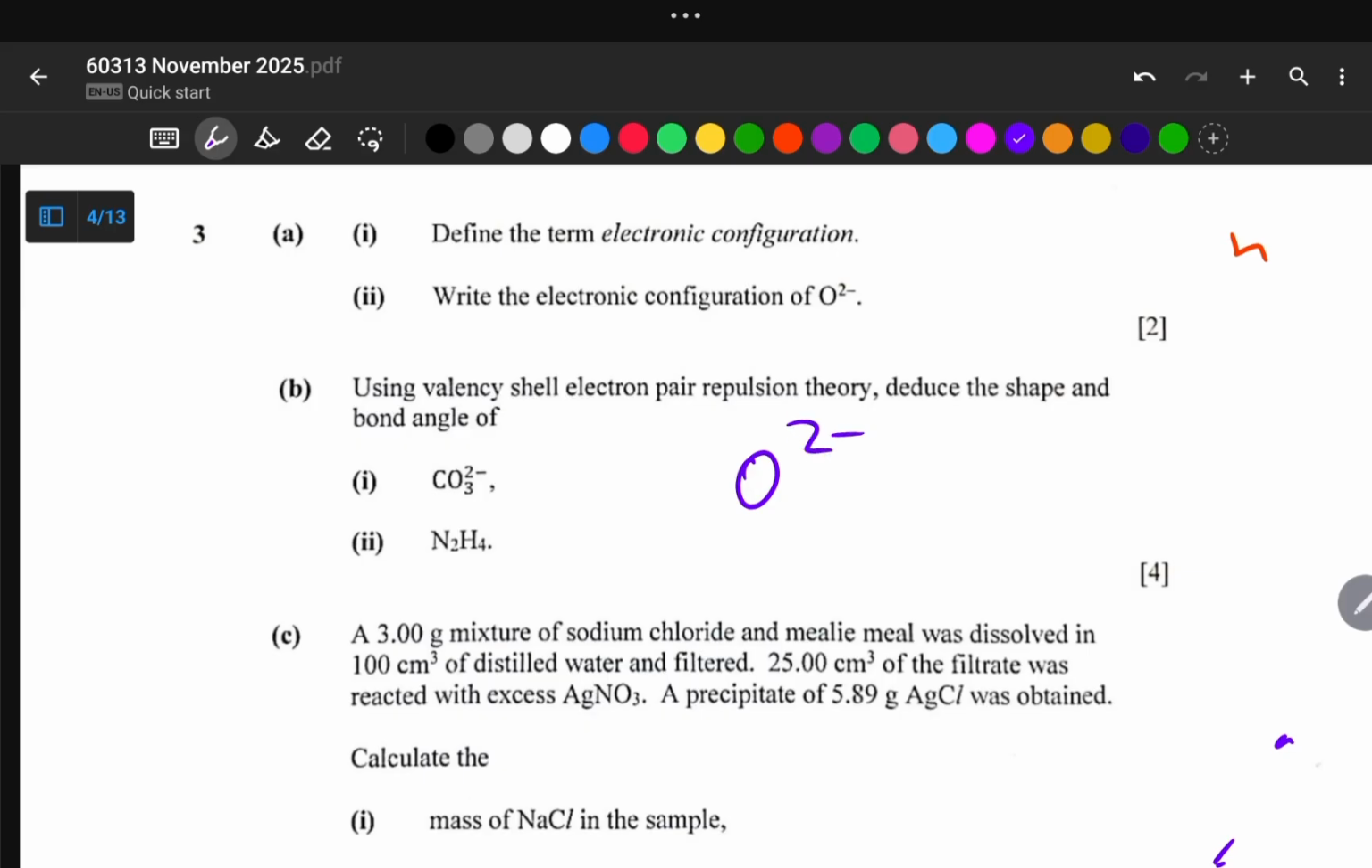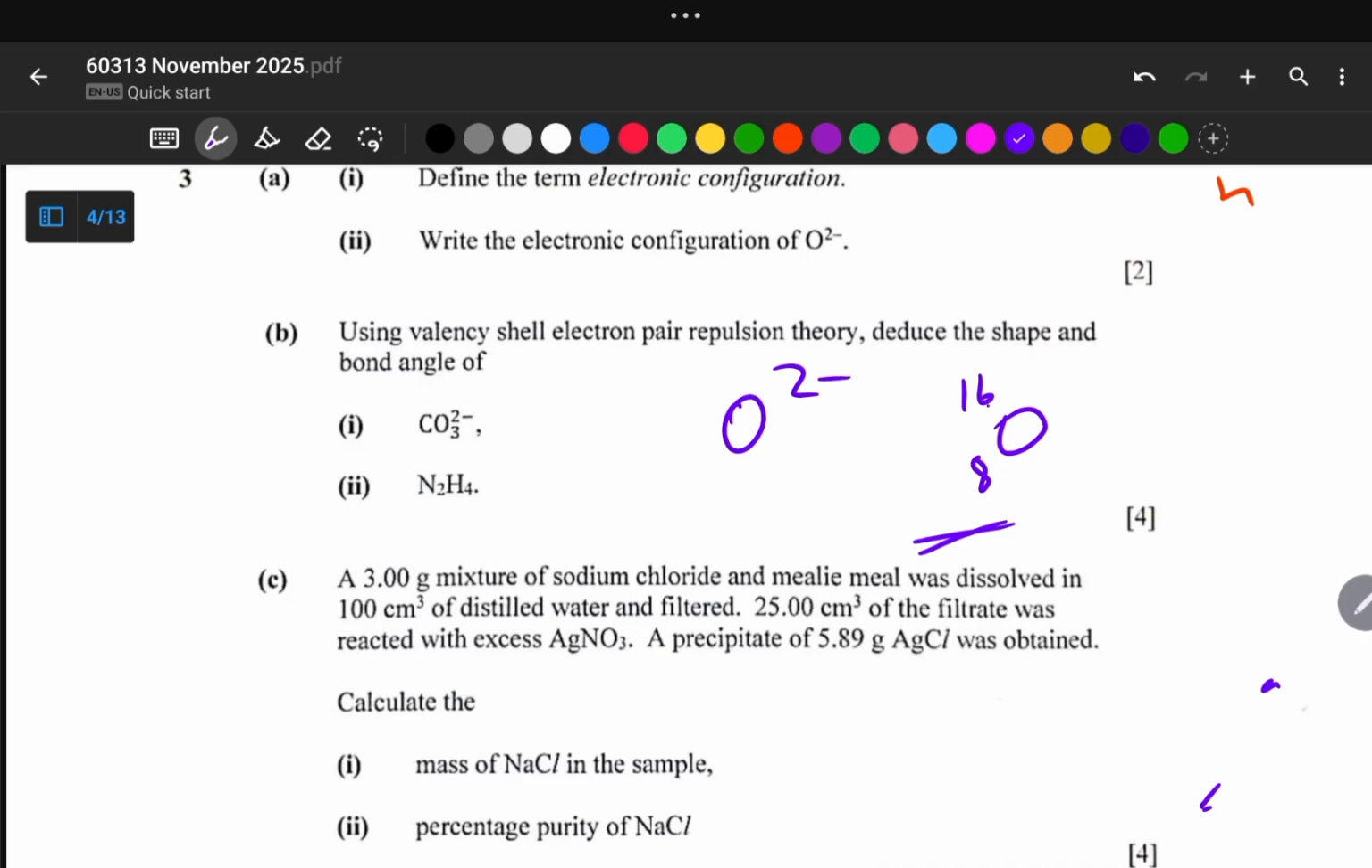So first we need to identify the position of oxygen on the periodic table, right? So oxygen is number 8, right? So it's O 8, and then we have 16 here, the mass number. This is the nuclide notation, right? So we want to write the electronic configuration of the oxygen atom before we go on to the oxide ion, right? So for the oxygen atom, we're simply going to have 1s2, 2s2, and then 2p4, right?